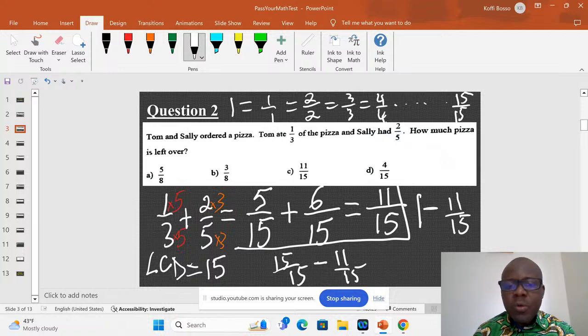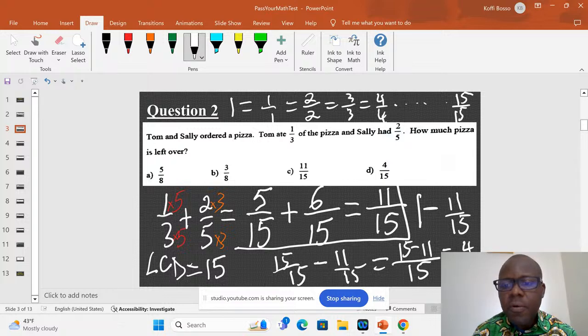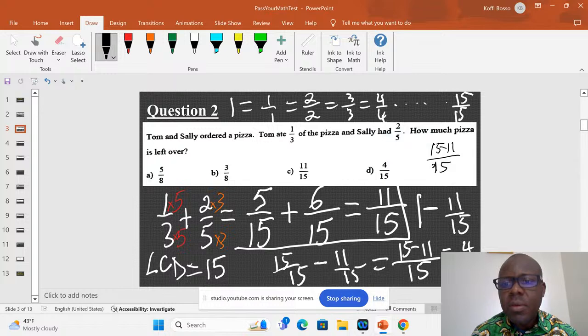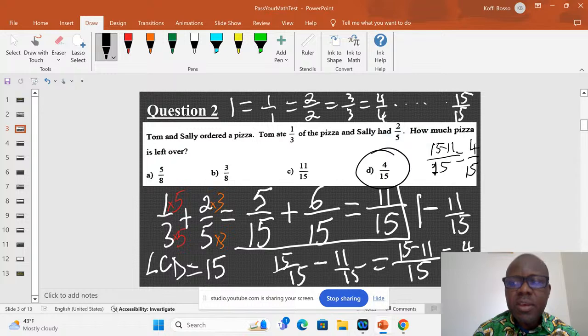So I will do 15 over 15 minus 11 over 15. Why do I choose 15 over 15? Again, because I'm dealing with fractions, I need the same denominator. Now, the denominator will be 15, and the top will be 15 minus 11, and that gives you 4 over 15. So the correct choice here is D. The left over here is 4 over 15. We cannot reduce that. Question number 3.